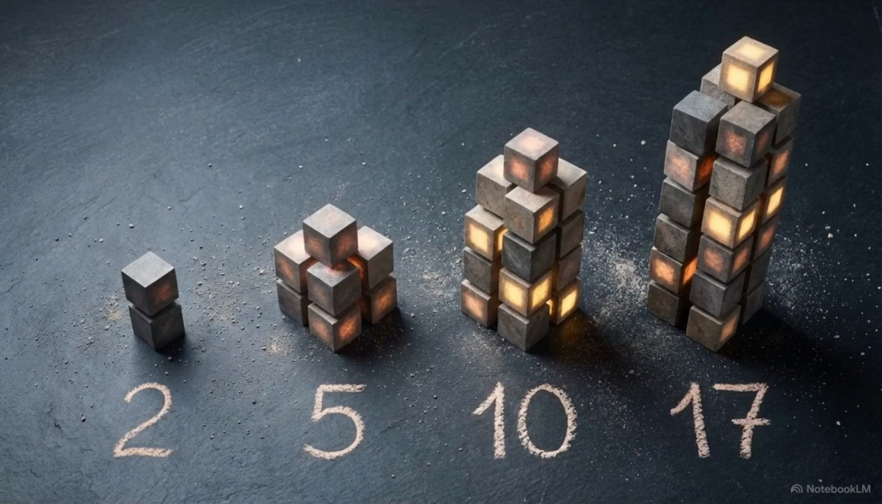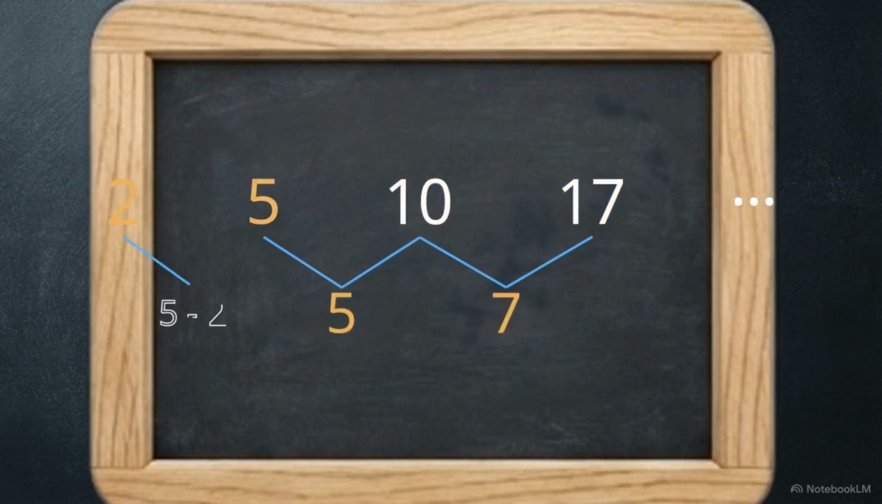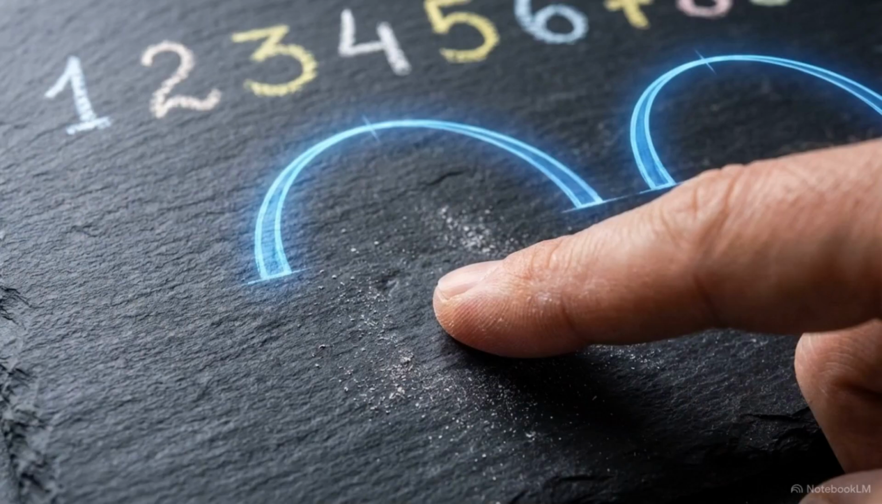Now let's test a sequence that accelerates. 2, 5, 10, and 17. We apply our subtraction test again. 5 minus 2 is 3, 10 minus 5 is 5, 17 minus 10 is 7. The first layer of differences is constantly changing. Instead of stopping, we move to step 2 and dig deeper.